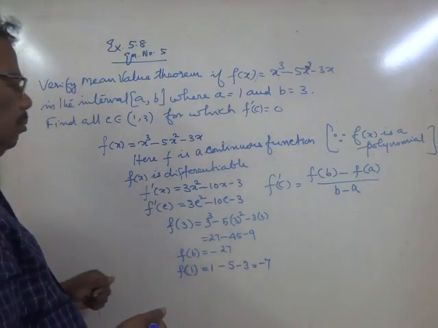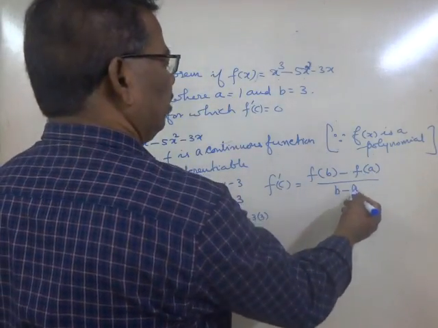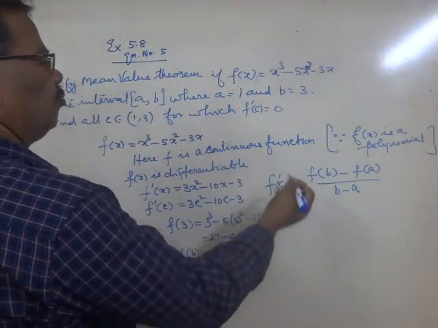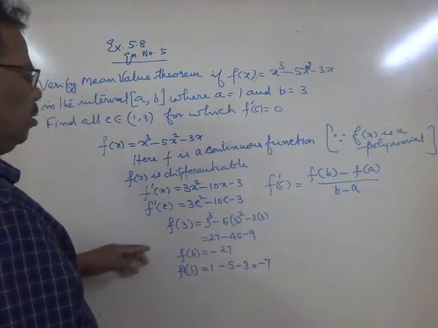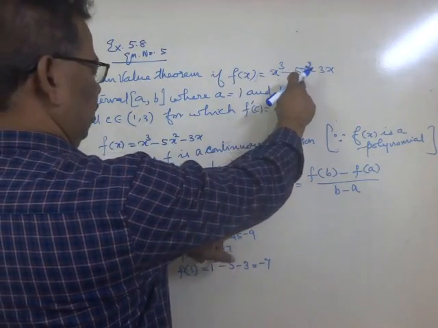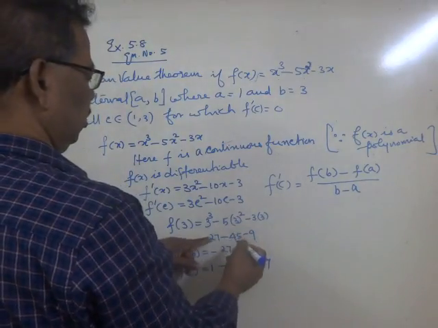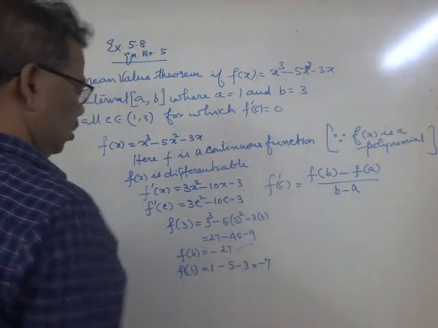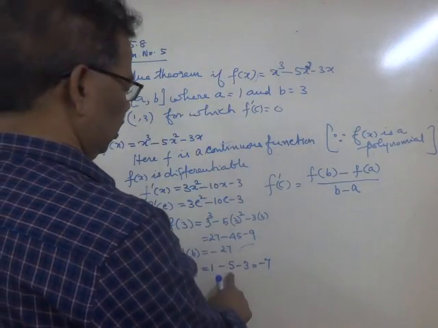By the MV theorem, f dash c must be equal to f of b minus f of a divided by b minus a. What is f of b? b means the second point. f of b equals 3 cube minus 5 into 3 square minus 3 into 3. That is 27 minus 9 into 5, 45, minus 9. That is minus 27. Then f of 1. That is 1 minus 5 into 1 square minus 3. That is minus 7.